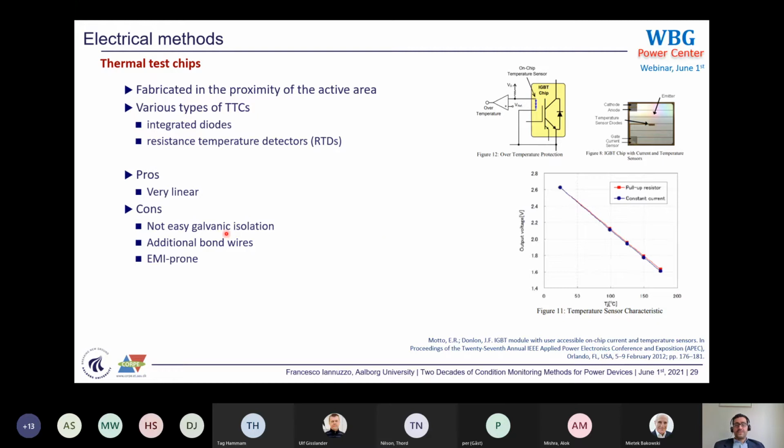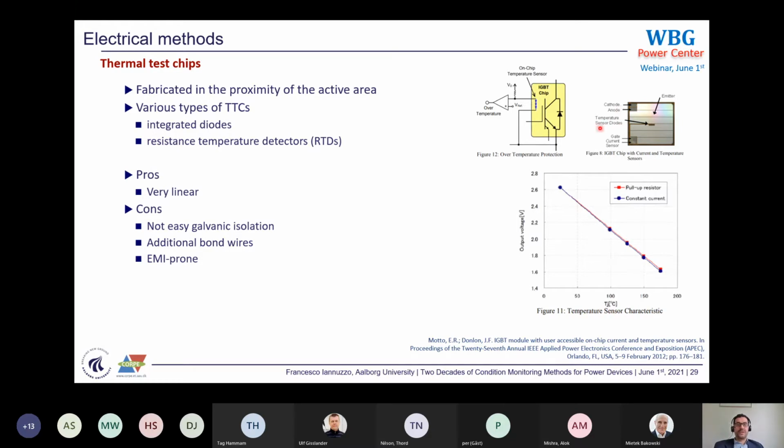Not easy galvanic isolation. You need to provide bond wires here. You need to contact the sensor with bond wires. So you basically don't have galvanic isolation, which is a nightmare. You have measuring bond wires which are 100 micrometers apart from high voltage. I can agree with you. This is the emitter. It is low voltage, but you know, here you have a DBC and here you have high voltage. So it's a big problem.